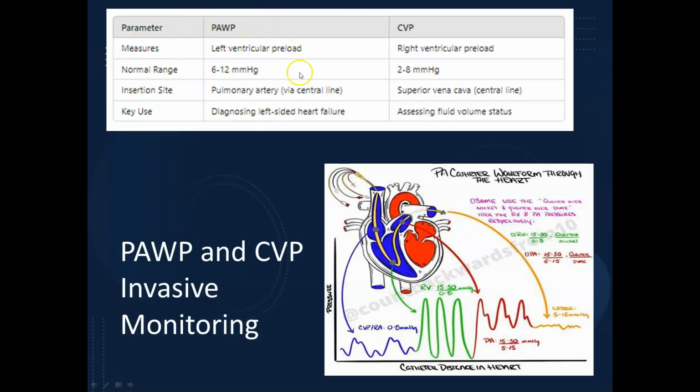So for our measurements, I did a side-by-side comparison of why we use them, and then, for the more high-speed people that want more and more and more, this shows you a really cool little illustration about what the pulmonary artery catheter does, and some of the information that they look at.